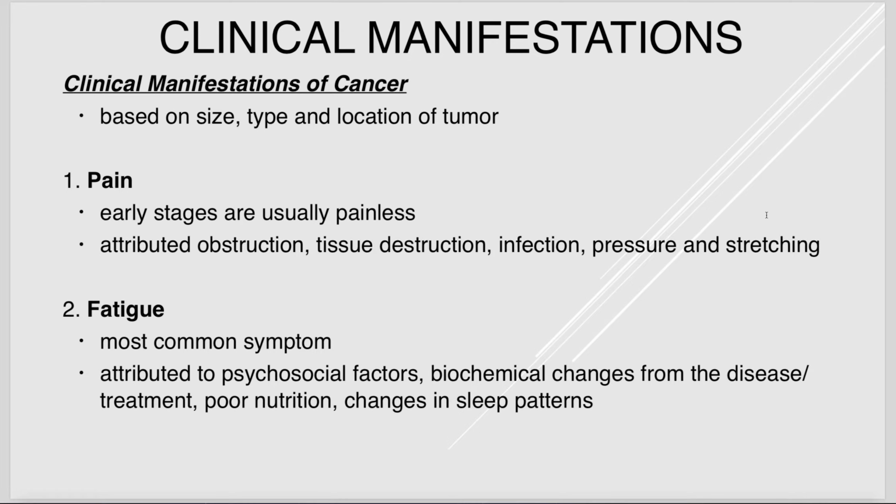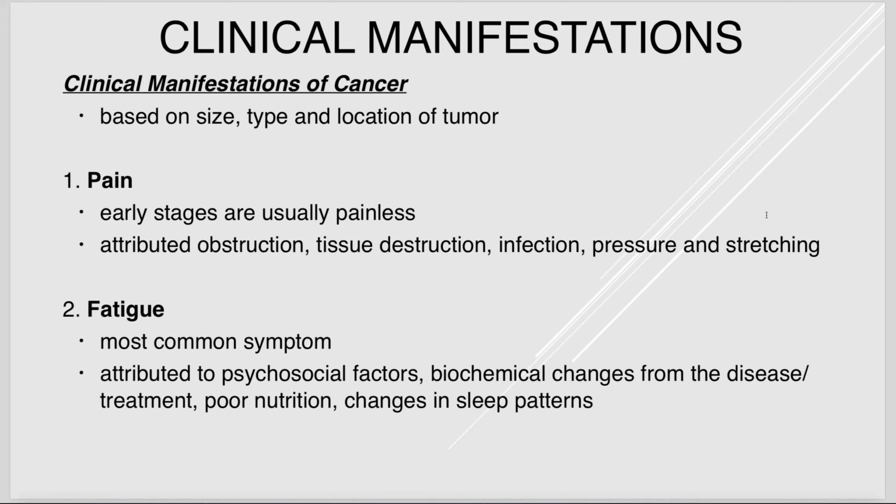So clinical manifestations of cancer are going to be based on the location of the tumor, the type of the tumor, the size of the tumor, and many early manifestations of cancer are pretty vague. A lot of people are asymptomatic, unfortunately, until the cancer is more advanced. So pain can be due to destruction of tissue, pressure placed on different tissues and organs by the tumor, stretching of tissues or organs, obstruction, sometimes infection.